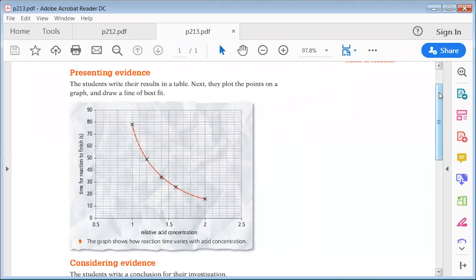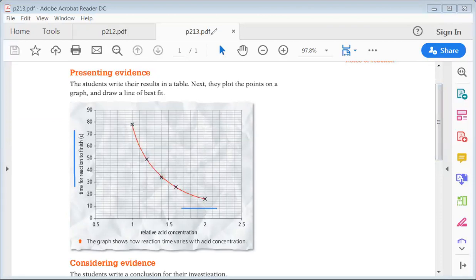The time and what? The time and the concentration. We have the time and the concentration. So concentration is different here and the time is different here. So both of them are continuous variables. In this case, we need to present them in a line graph. Okay?